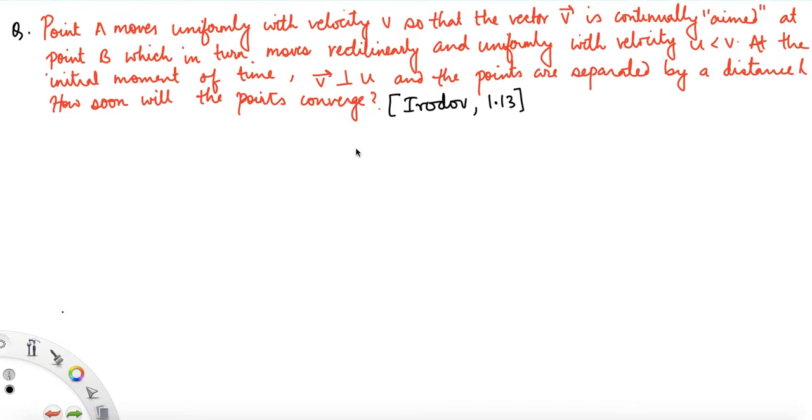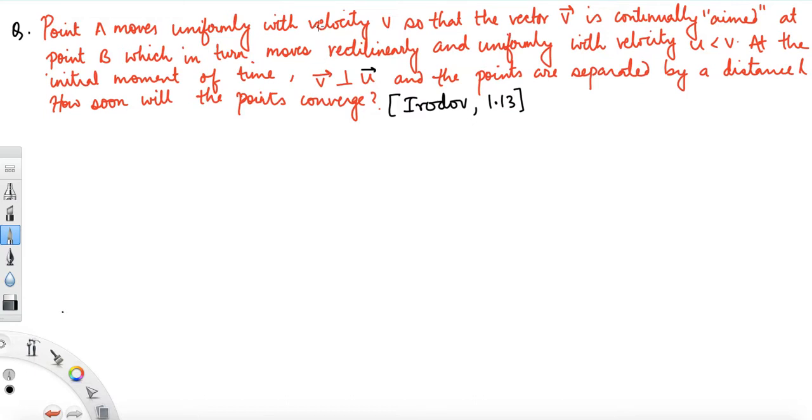The question is, point A moves uniformly with velocity v so that the vector v is continually aimed at point B, which in turn moves rectilinearly and uniformly with velocity u less than v. At the initial moment of time, v vector is perpendicular to u vector and the points are separated by a distance L. How soon will the points converge? This problem is from Irodov 1.13.